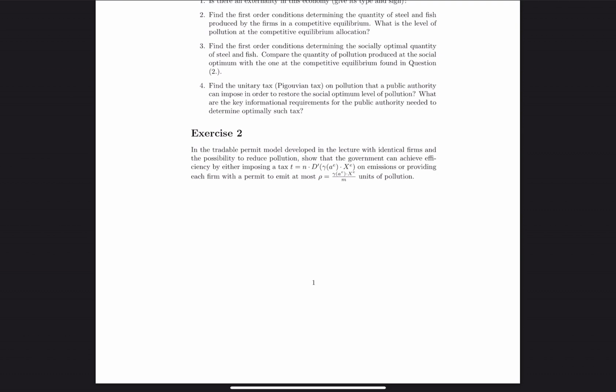Due to the sake of time, I will only consider the case where we have a tax. So I will just consider this here. For the case where you have an upper limit on the emission, please have a look into the solution PDF. There I provide the solution also for this case. But here, at least in the video, we will only care about the situation where the government wants to achieve efficiency by using a tax. So let's dig into the model.